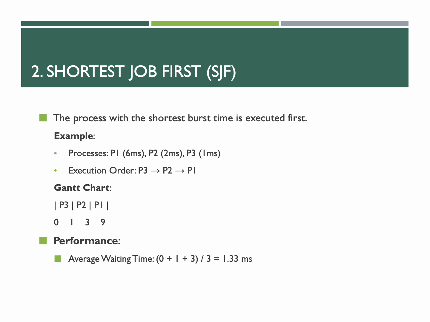Now if you look at the Gantt chart here, P3 starts at 0 milliseconds and finishes at 1. Then P2 runs and finishes by 3. Then finally P1 runs from 3 to 9. And here the average waiting time is 1.33 milliseconds, which is more reliable than the previous one. So SJF significantly reduces the average waiting time compared to FCFS.